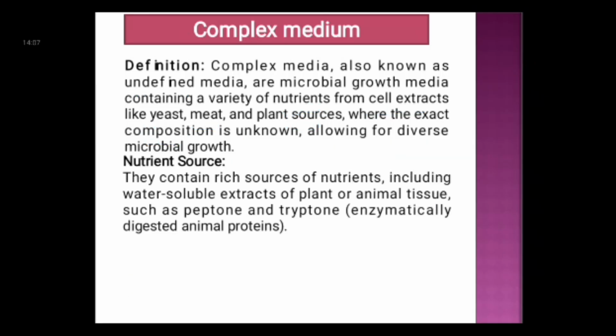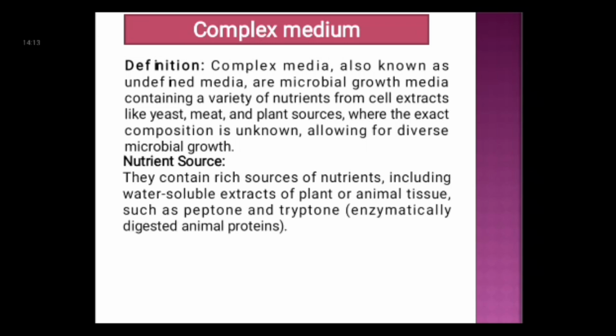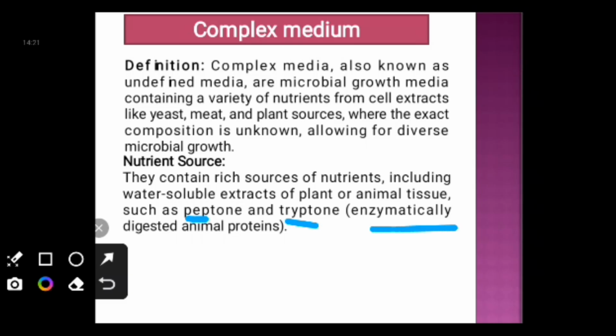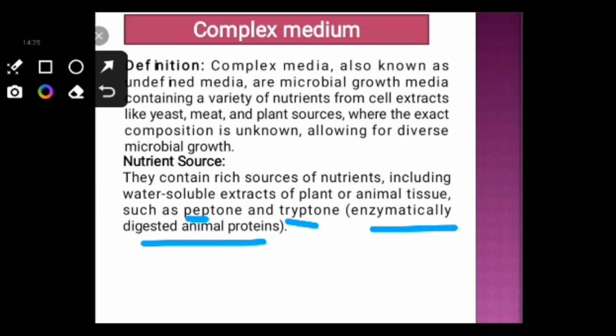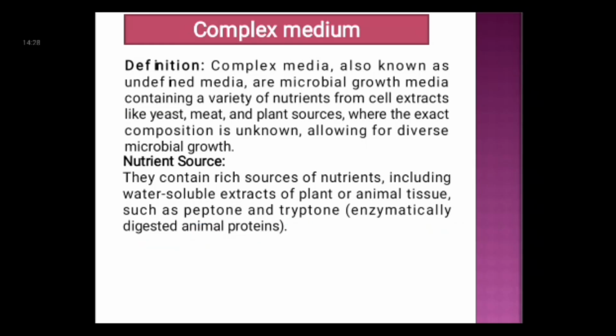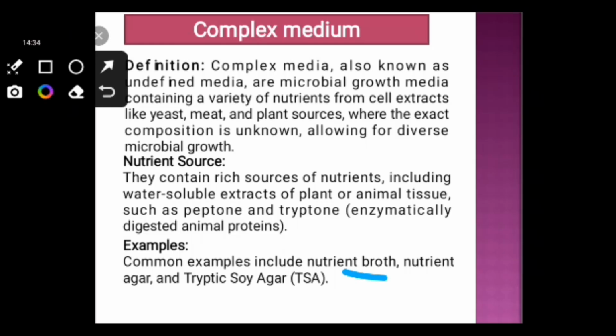The nutrient source. The complex media contain rich nutrient source, including water-soluble extracts of plants or animal tissue such as peptone or tryptone, enzymatically digested animal protein. So this peptone or tryptone basically are enzymatically digested animal protein. Now examples. Common examples include nutrient broth, nutrient agar, tryptic soya agar.